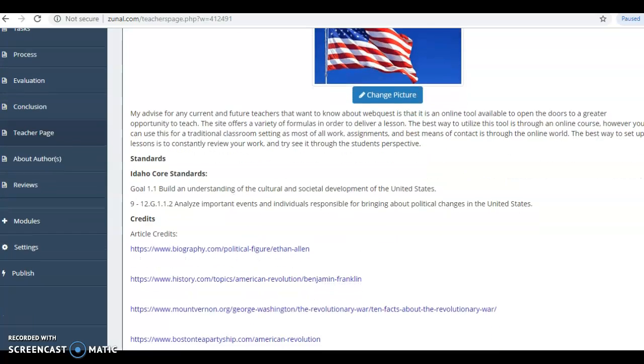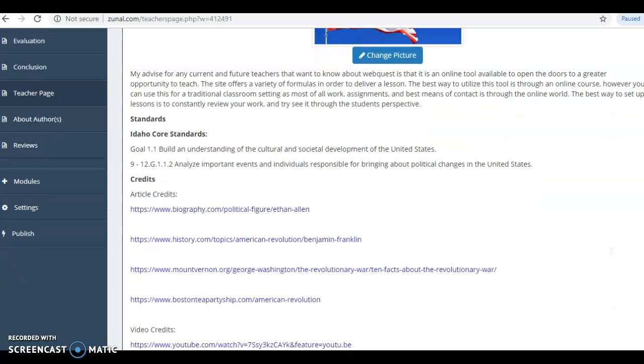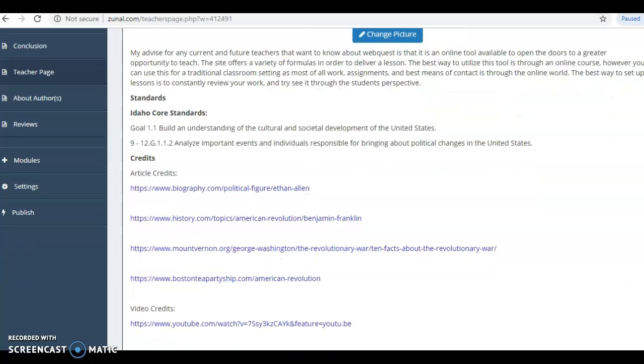Idaho Core Standards is Goal 1.1 to build an understanding of the cultural and societal developments of the U.S. 9 through 12 high school, analyze important events, individuals responsible for bringing about political changes in the United States.